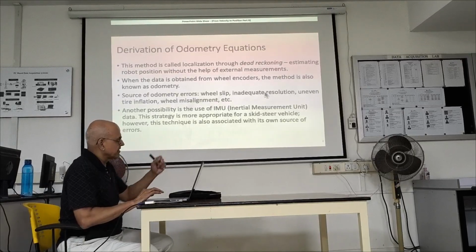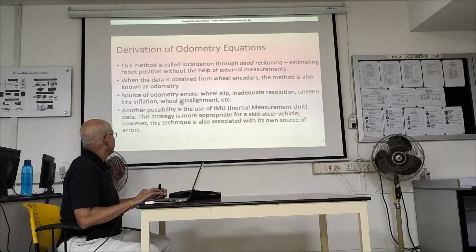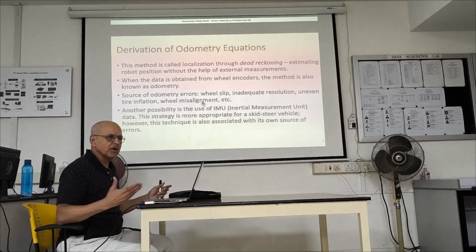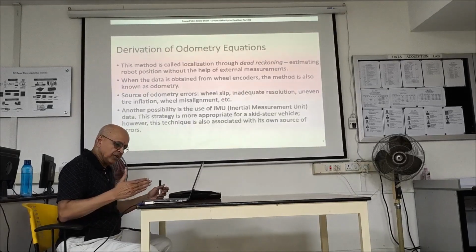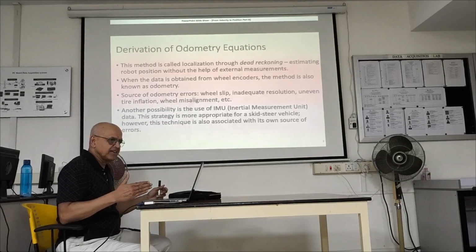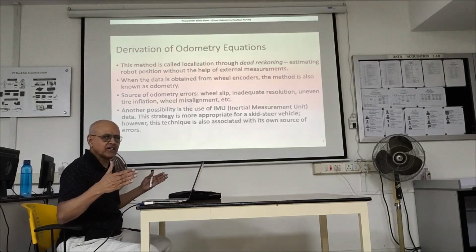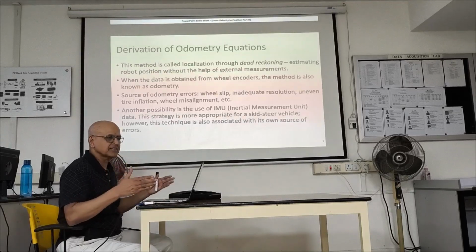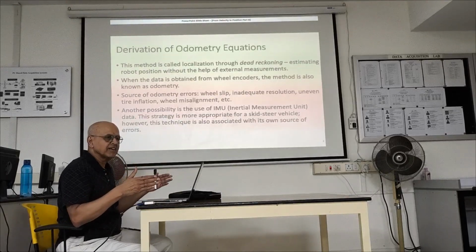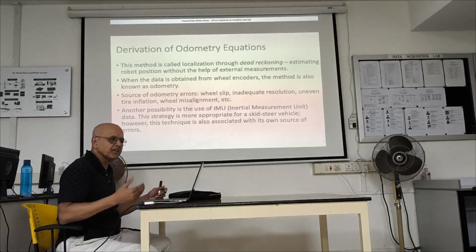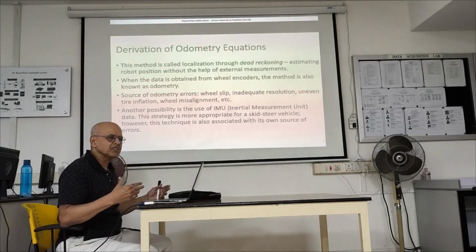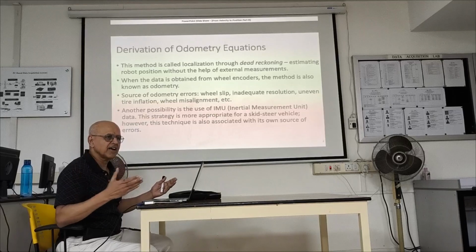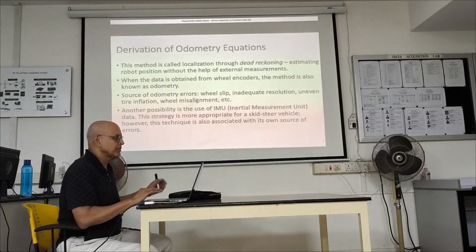Inadequate resolution, I'll explain with respect to the next slides. Wheel misalignment: maybe the robot has taken a hit on the side, and one wheel is pointing a little bit inside like this. That's also a problem because we are assuming that they are completely parallel. In a real robot, there's no such thing as completely parallel, maybe in a new vehicle. But after a while, if it hits a bump and takes damage, then even regular cars have to be aligned once in a while. So the same thing with robots.